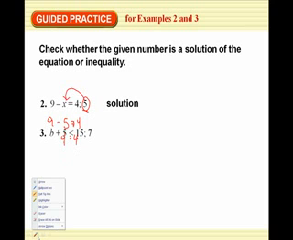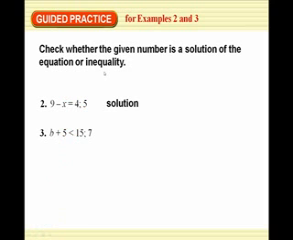The next one, get rid of the ink here. We substitute in 7 right here. So I get 7 plus 5.